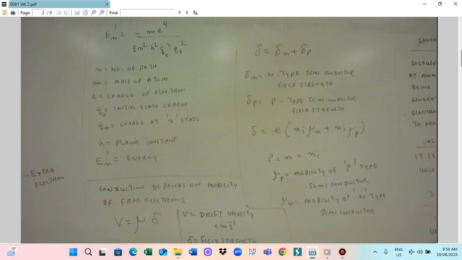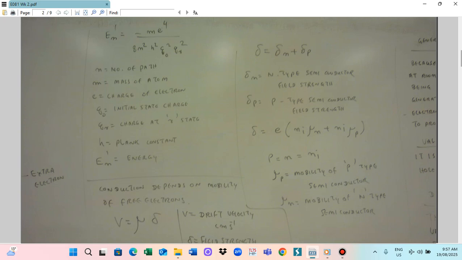So we can also calculate the delta. Delta is the p-type semiconductor field strength, and the n-type semiconductor can also be calculated. Delta is equal to e multiplied by (ni mu n plus ni mu p). So this is the equation to calculate. Ni is the number of carriers, in this case the number of p-type and n-type atoms in the crystal.